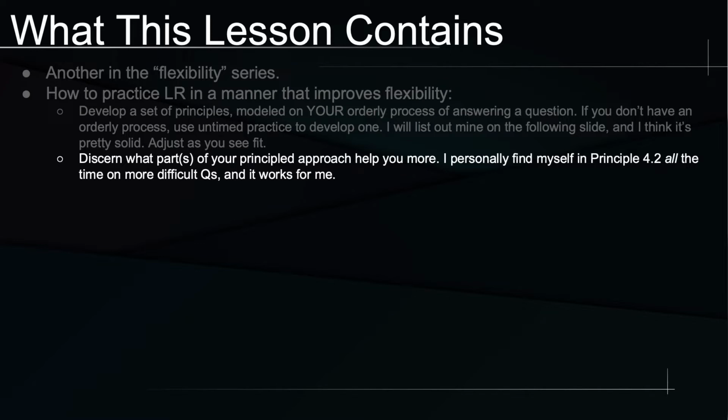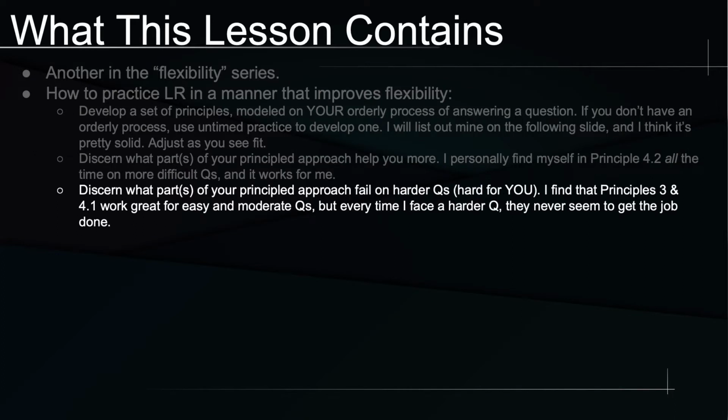The next thing to do is to discern what parts of your principled approach help you more. I personally find myself in my personal principle 4.2 all the time on more difficult questions, and it works for me. And the next thing for you to do is discern what parts of your principled approach fail on harder questions, and we mean hard for you. It doesn't matter what the metrics say, it doesn't matter how many people get it right or wrong. Things that challenge you are what we're looking at here. I personally find that principles 3 and 4.1 from my set of principles work great for me on easy and moderate questions, but every time I face a harder question of various types, principles 3 and 4.1 never seem to get the job done for me.